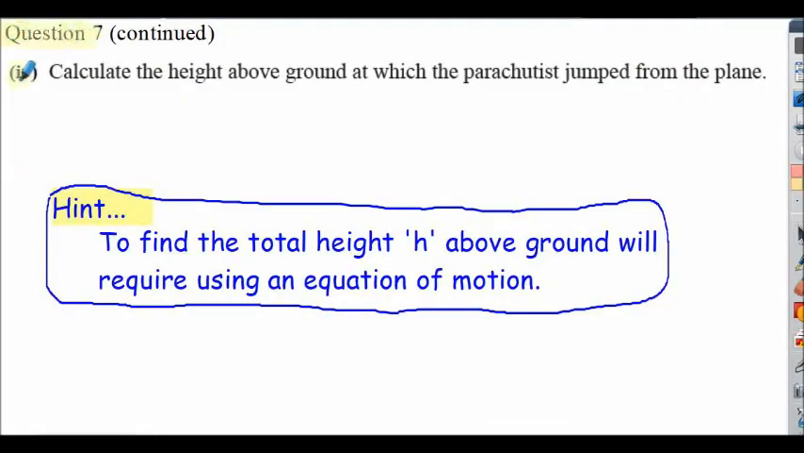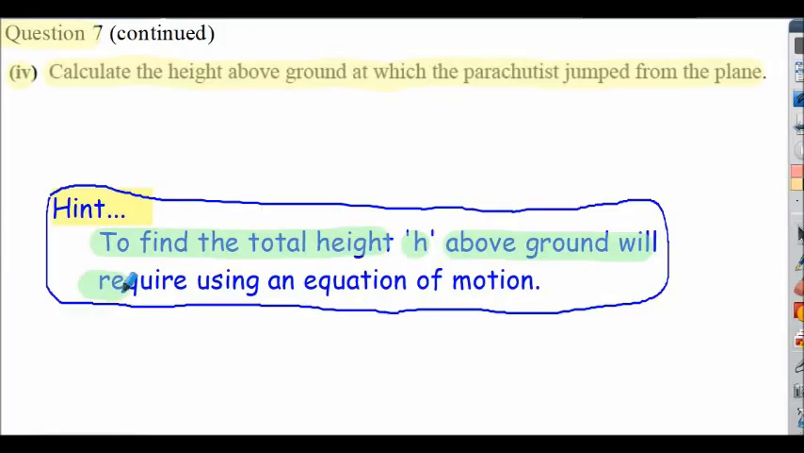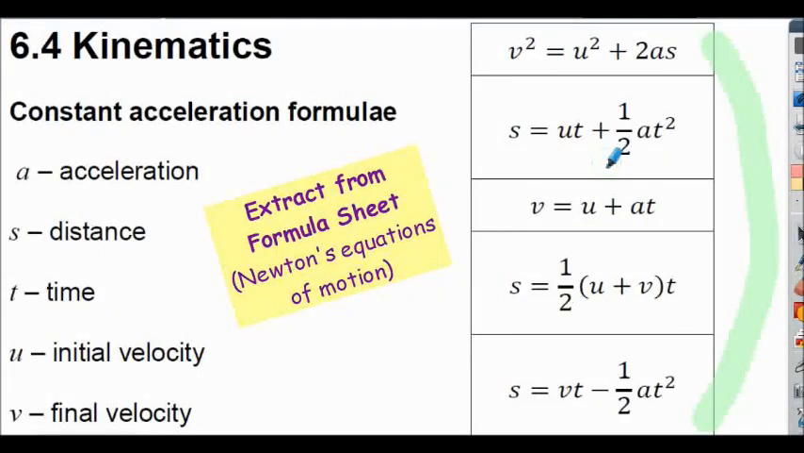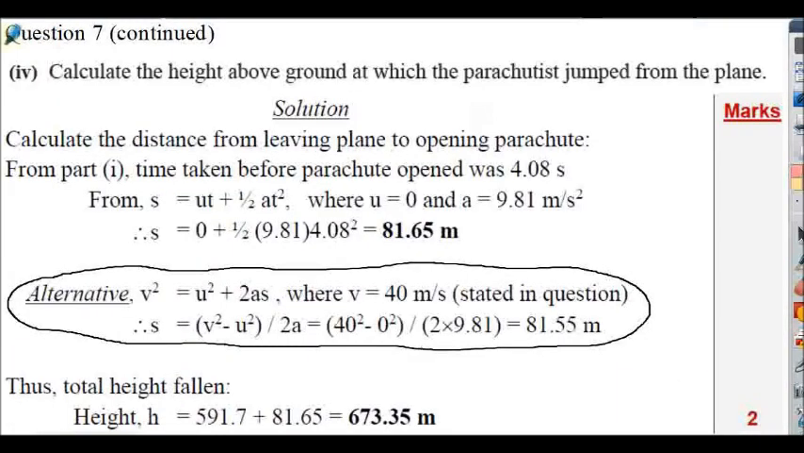Question 7, part 4. We're asked to calculate the height above the ground at which the parachutist jumped from the plane. Our hint here, to find the total height h above the ground, will require using an equation of motion. But again, back to our extracts from the formula sheet related to Newton's equations of motion, we need to choose the appropriate equation to use. So here's question 7, part 4, solution. I'll let you review this solution at your own pace, but we can ultimately calculate the total height for her.